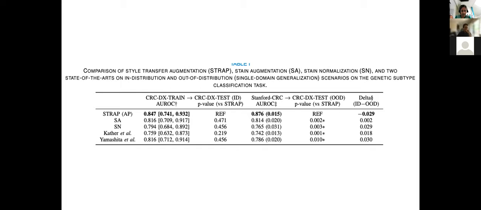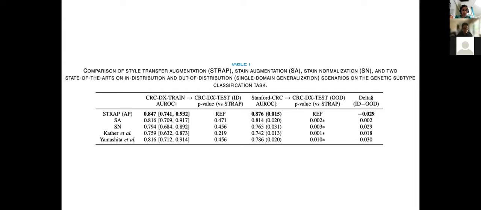I need to make this style transfer more computationally efficient so that it can be applied as on-the-fly data augmentation. But this time, we did offline augmentation first and then applied that during the model training. Okay, excellent.